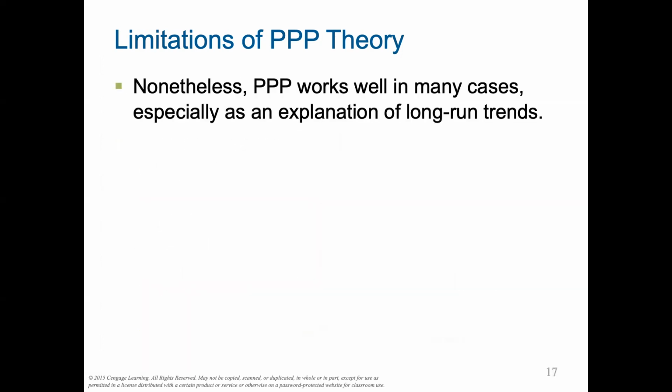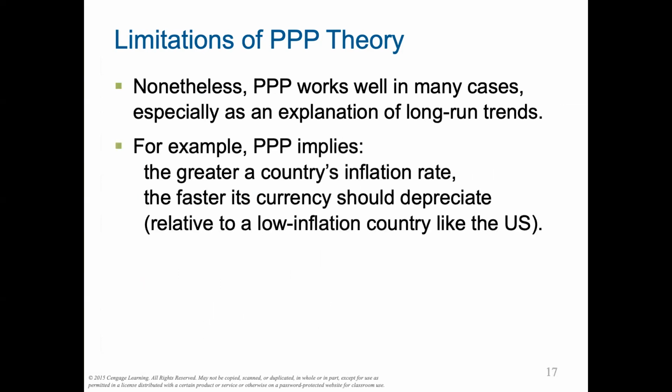Now, it does come in handy in many cases, and it does tend to tell us the price parity. Purchasing power parity does imply that the greater a country's inflation rate, the faster its currency should depreciate. So in a relatively low inflation country like the US, this helps us. And this data does support the prediction.